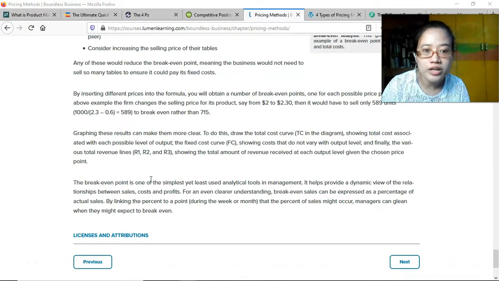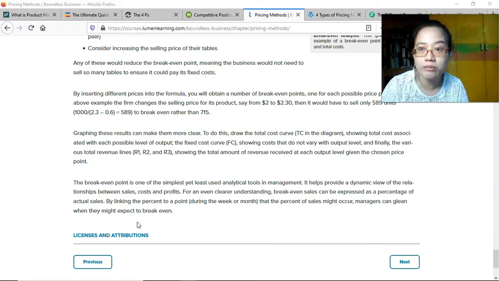The break-even point is one of the simplest yet least used analytical tools in management. It helps provide a dynamic view of the relationships between sales, costs, and profits. For an even clearer understanding, break-even sales can be expressed as a percentage of actual sales. By linking the percent to a point during the week or month that a percent of sales might occur, managers can glean when they might expect to break even.